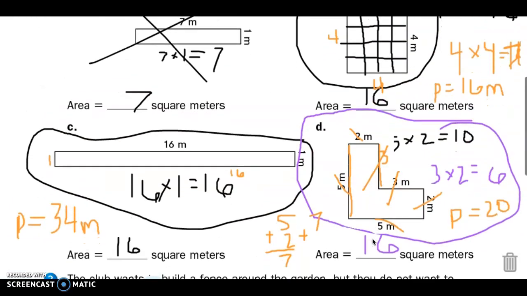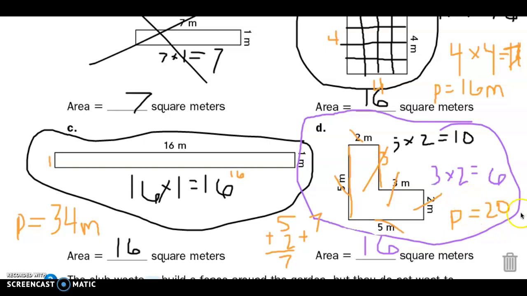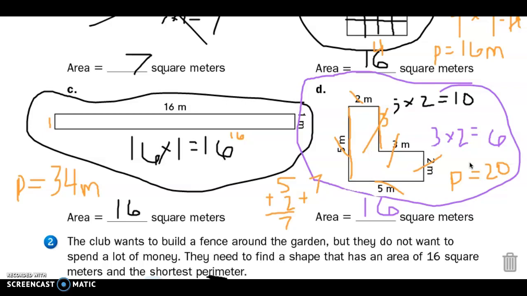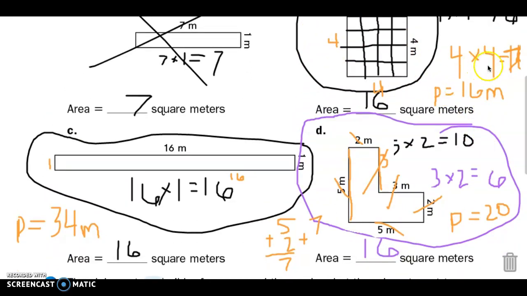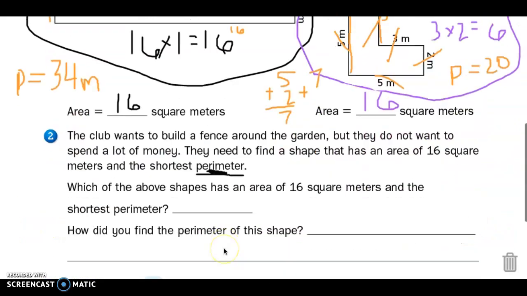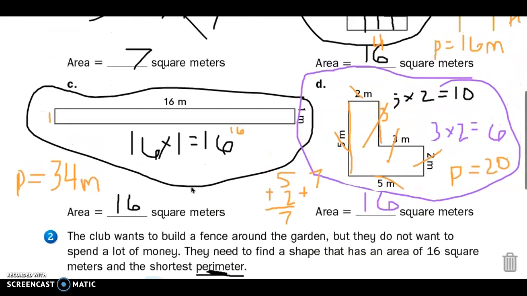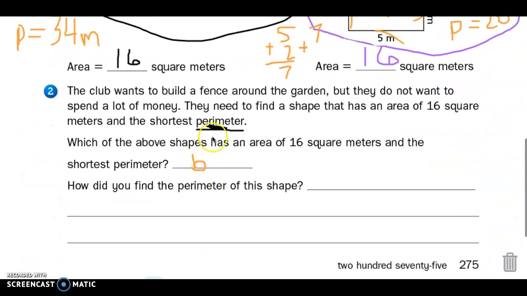Because if we spent money on this one, we would be paying for 34 meters of fence, whereas the other ones, we would only have to pay for 20 meters of fence or 16 meters of fence. So which one should we choose? We should definitely go with garden B, because 16 is less than 20 and 34. So I'm going to put B, garden B, although they all have the same area, right? They're all 16 square meters for area. This B has the smaller perimeter.